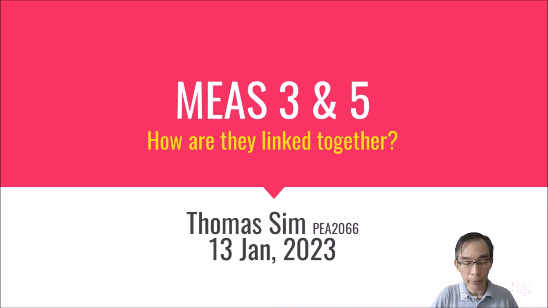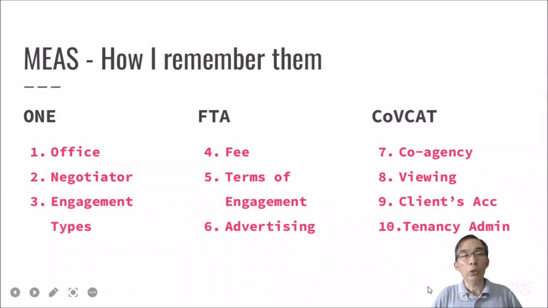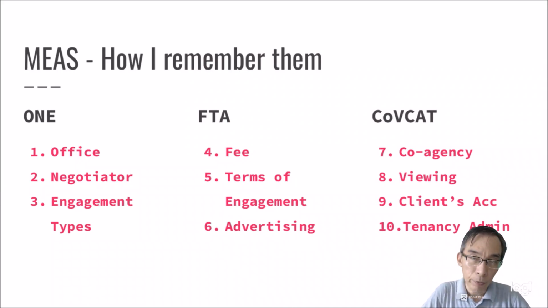Let us begin. So how do I remember the 10 standards in the Malaysian Estate Agency standard? I put them under three categories: ONE, FTA and COV-CAT, which I pronounce as COV-CAT. So it's 1 FTA COV-CAT.